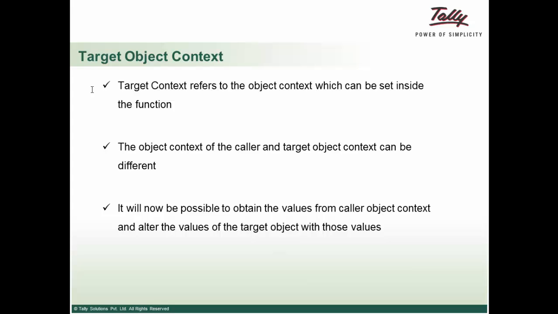The target object context refers to the object context which can be set inside the function. The object context of the caller and the target object can be different. So it's an obvious thing, can be same also, but depending upon the requirement, it can be different also. It is now possible to obtain the values from the caller object context and alter the values in the target object. So from the current object you can call the values and you can push the values to the target object. They can be same, they can be different depending upon the requirement.